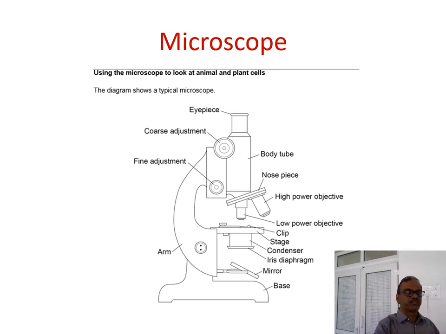Okay, so all other parts are known to you. I don't want to explain. I will go to the next slide. Is it okay? High power objectives, that is 4x, 10x, then you go for 20x or 40x, or oil immersion objective as 100x. Then clip, stage, condenser, iris, mirror, everything is there.